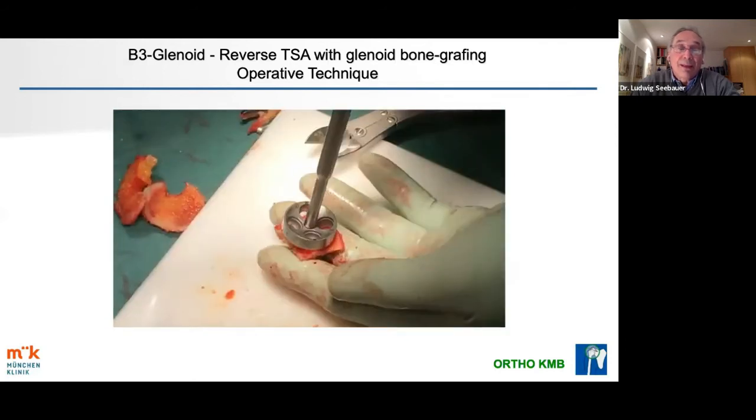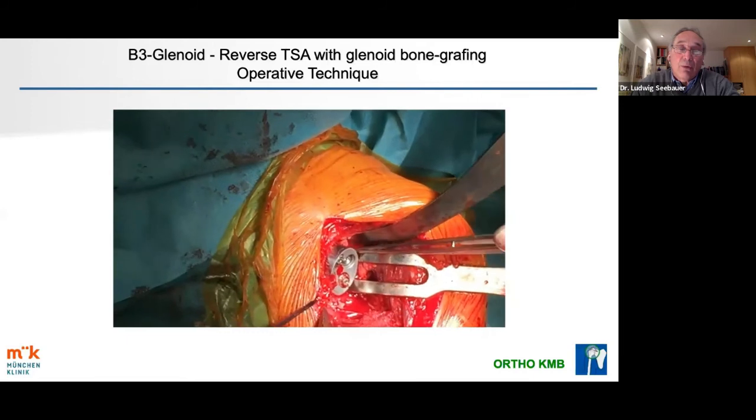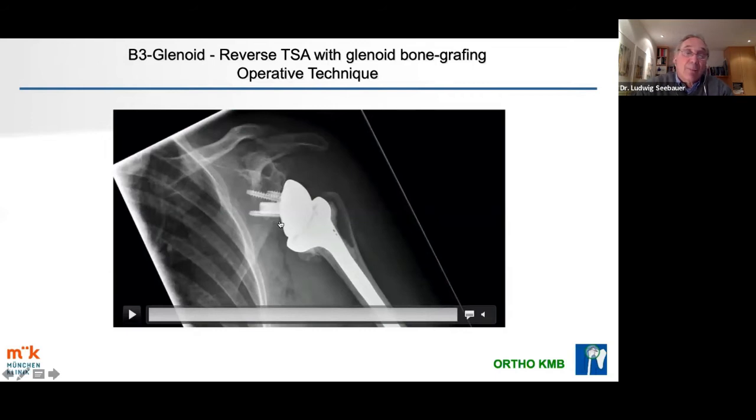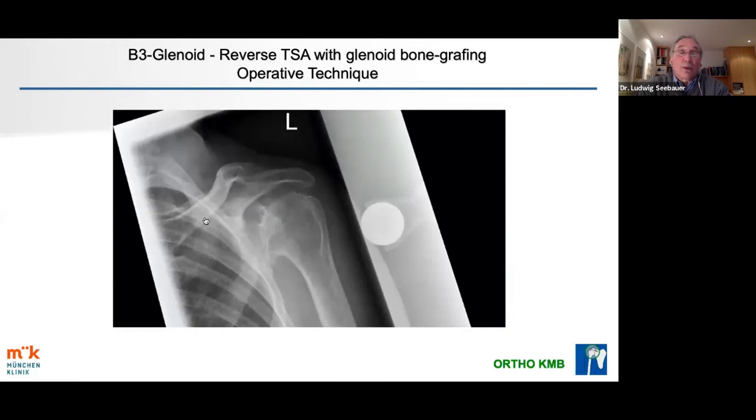We only reamed this anterior side. We created a bone graft as a so-called composite graft on the posterior side, and then enough length of the scapular neck. Here's our green line, enough inferior overlap, enough lateralization, and patient is happy with that.